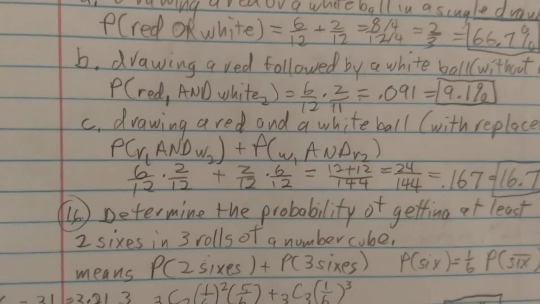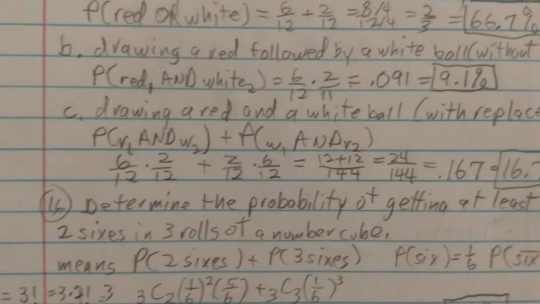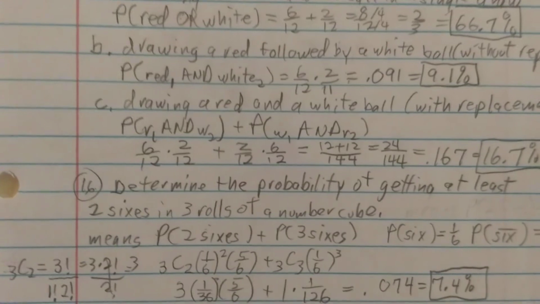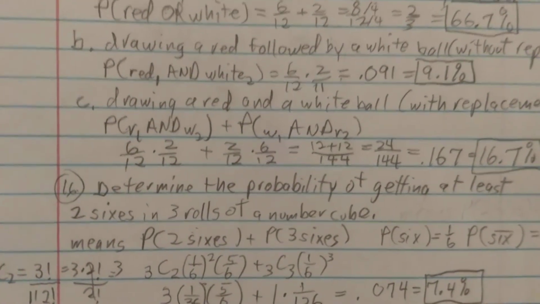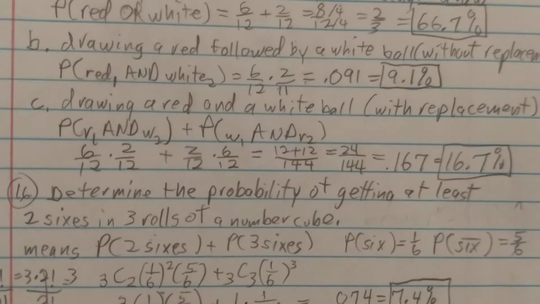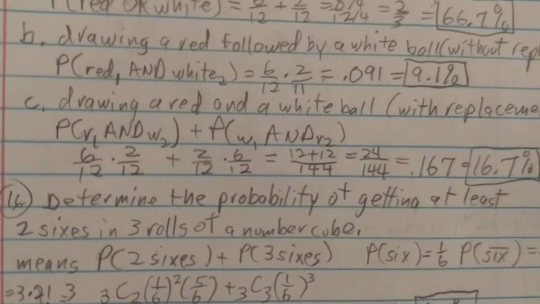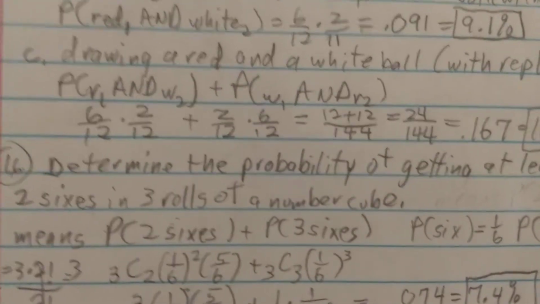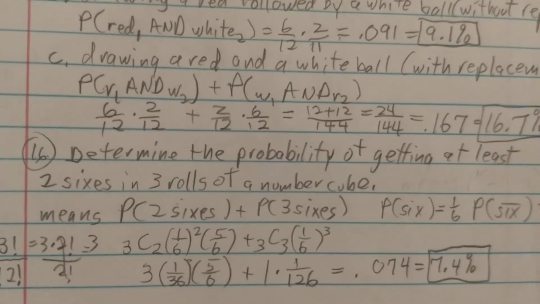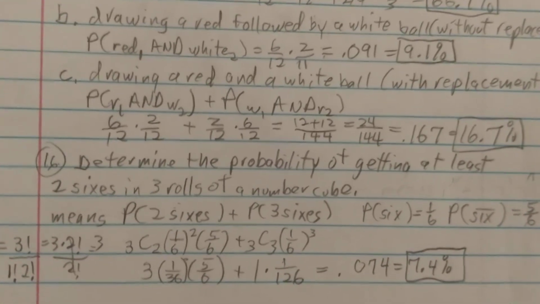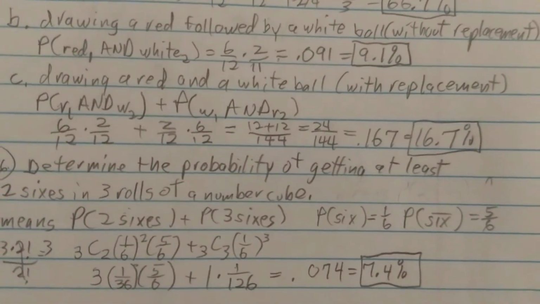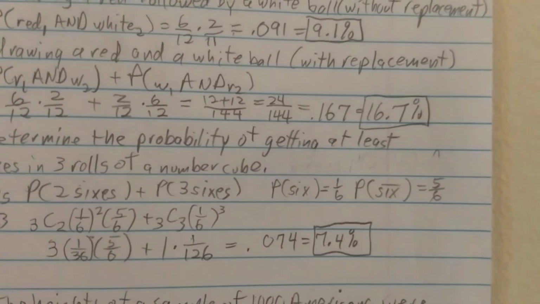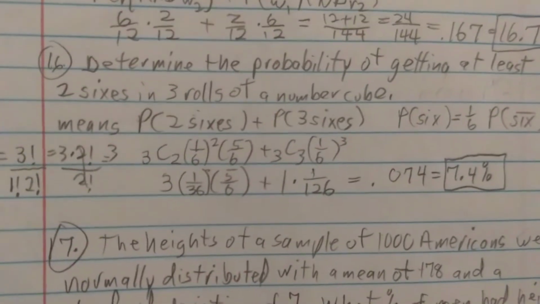Now here we have to watch the wording: probability of drawing a red and a white with replacement. Now they don't tell us the order, so we have to count for both. The probability that the red was picked first and then the white second, plus the probability that the white was picked first and then the red second. And notice how these will give us the same answers, but we have to account for both of them, so it's really twice the first answer. So it's 6 over 12 times 2 over 12 plus 2 over 12 times 6 over 12, or 12 plus 12 over 144, because it's the same twice, or 24 over 144, which comes out to 0.167 or 16.7%.